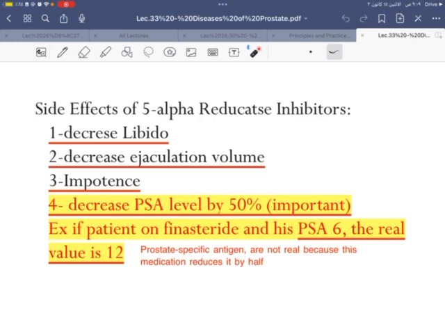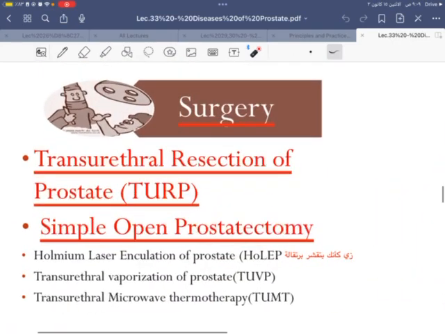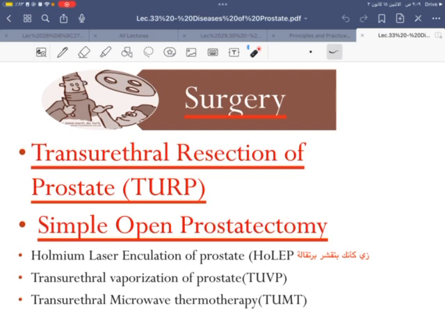A patient who has been on finasteride for more than 6 months, you must multiply the total PSA by two, okay? So when it is 6, it's completely different from 3. You should investigate your patient regarding prostate cancer. Okay? This is an important point. Of course, surgical intervention for the prostate is transurethral resection of the prostate, TURP, which is the most common prostate surgery worldwide. Simple open prostatectomy, or laparoscopic or robotic prostatectomy.